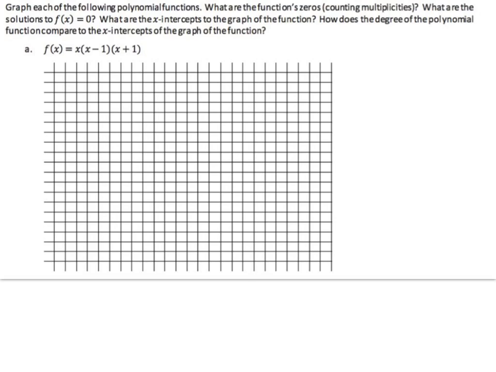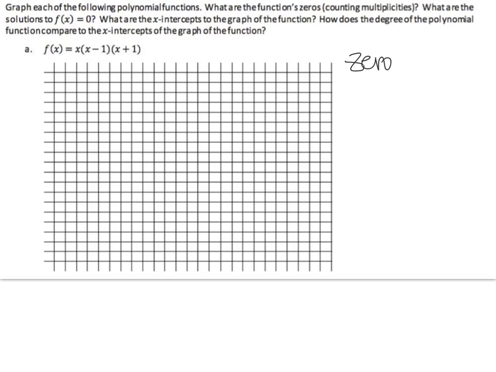Okay, graph each of the following polynomial functions. What are the function's zeros, counting multiplicities? What are the solutions to f of x equals 0? What are the x-intercepts to the graph of the function? How does the degree of the polynomial function compare to the x-intercepts of the graph of the function? So here we have f of x equals x times x minus 1 times x plus 1.